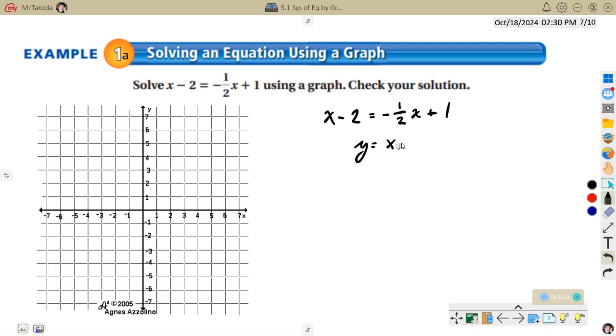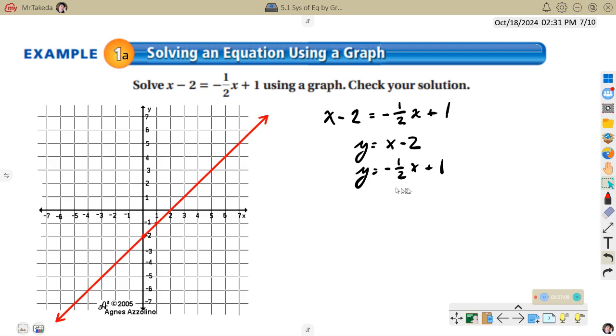So y equals x minus 2. That's the first, that's the left half. And then y equals negative 1/2 x plus 1. That's the second half. All right, so basically we've taken this equation and turned it into a system. And we're going to graph this now. So y equals x minus 2. My y-intercept is negative 2. My slope is 1. So I'm going to keep going up that way. And that's going to get me this graph.